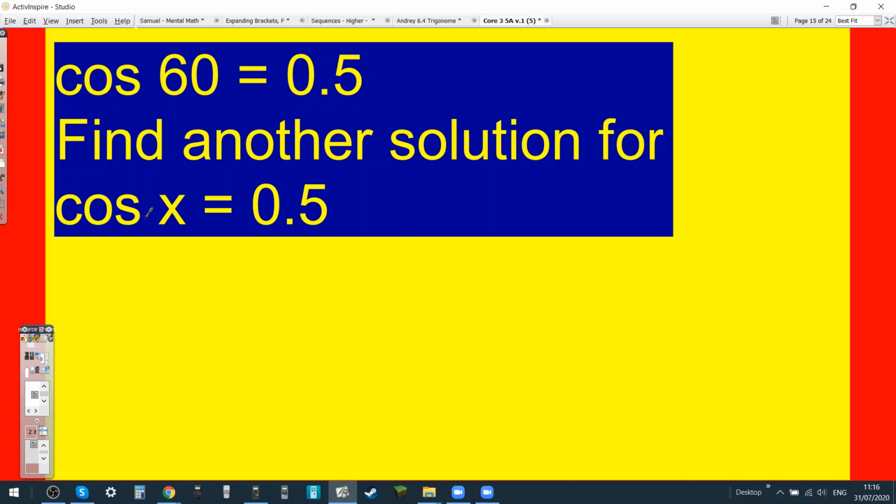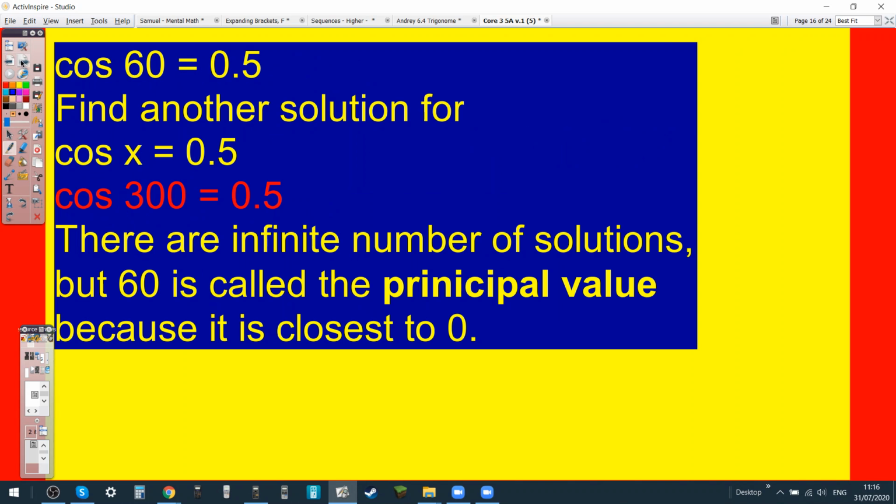How do you get the second answer? Because it's cos, do I need to do 360 minus 60? Yes. And so will it be cos at... Oh no, x is 300. Yeah, so x can also be 300. Great. Cos 60 is 0.5. Cos 300 is also 0.5. Infinite number of solutions, but 60 is called the principal value because it's closest to 0.